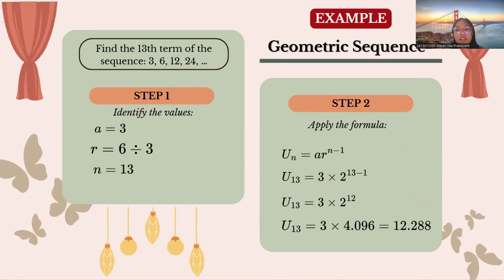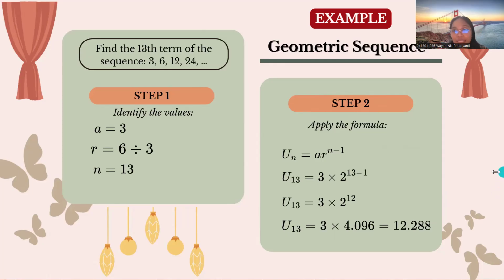Okay, so we already learned about arithmetic and geometric sequence. So I want to ask you something. Can one of you tell me what's the difference between arithmetic sequence and geometric sequence? All of you want to answer? Okay, that's good. So the core difference is that arithmetic sequence changes by addition. Meanwhile, the geometric sequence changes by multiplication. Okay, that's all about sequence.